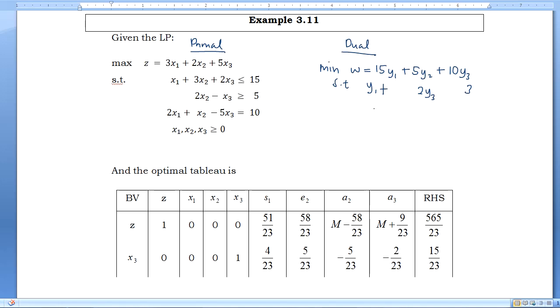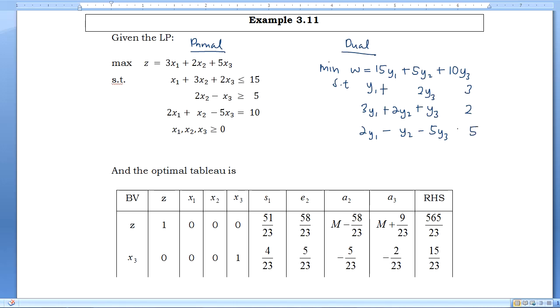The second constraint is 3y1 plus 2y2 plus y3, and the right hand side is 2. And the last constraint is 2y1 minus y2 minus 5y3. Right hand side is 5.